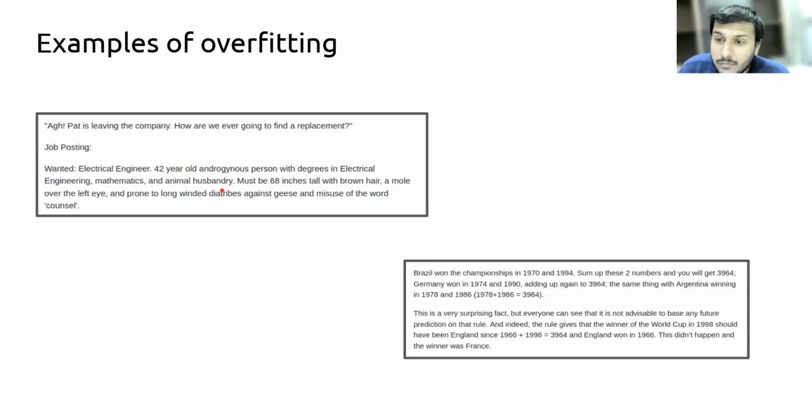And then the other thing, which is more of a coincidence, is that if you sum the years where Brazil won the championship, you get this. And then again, if you sum up the years where Germany won the championship, it is exactly the same. And then there's one more. But of course, this cannot really be a universal model, right?